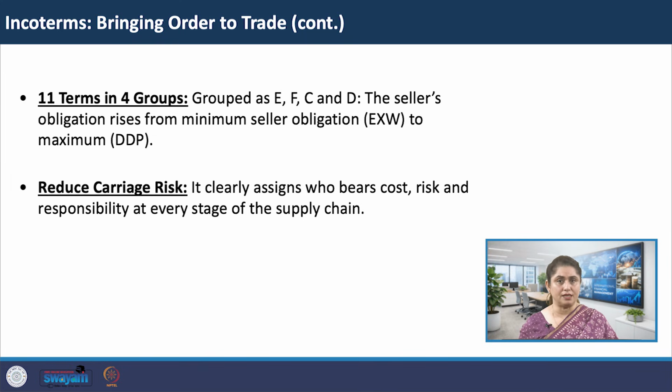Incoterms 2020 contains exactly 11 terms arranged in 4 groups: E, F, C and D. The seller's obligation increases progressively from group E to group D. Fourth, they reduce carriage risk by clearly assigning who bears cost, who bears risk and who arranges insurance at every stage of the supply chain. Incoterms directly address the carriage risk problem we discussed in the previous slides.